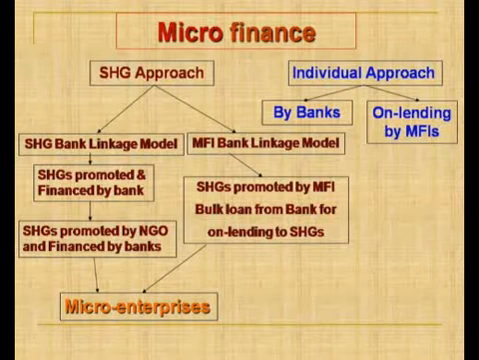So that's the individual approach. So far as the group approach is concerned, we had discussed 3 models. One is the SHG bank linkage model, then the other is the MFI bank linkage model. Now, this SHG bank linkage model is done mainly in 3 ways. One is either SHGs are formed and promoted by banks themselves, or SHGs are formed and promoted by NGOs and financed by banks, and third, the bulk loan is given to MFIs which they in turn on-lend to their own members. So these are the 3 main models popular in our country, which are group models.